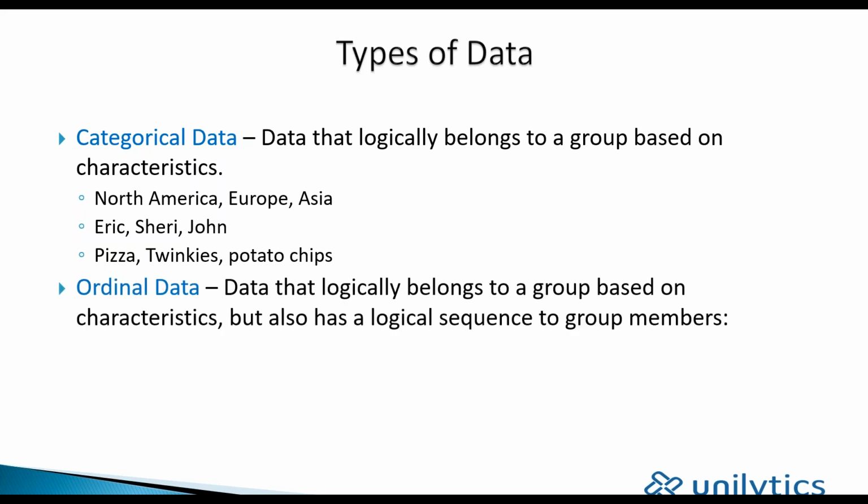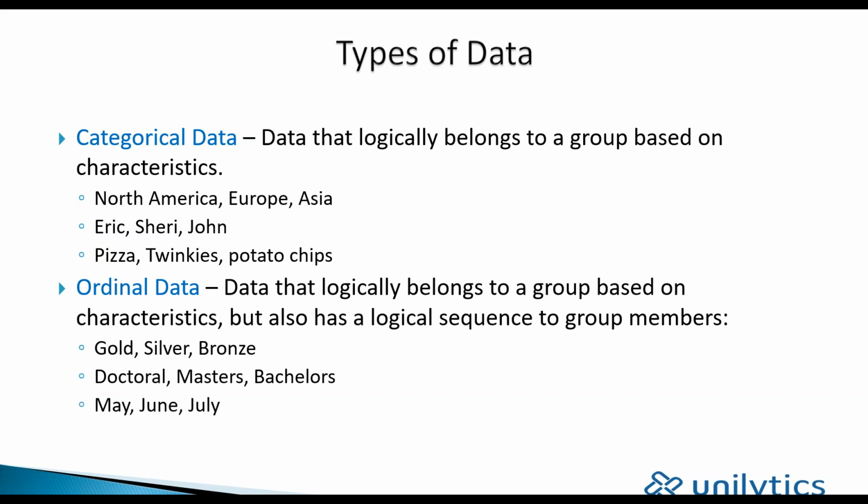Then we have ordinal data. Ordinal data is similar to categorical data with one exception: it belongs in a specific sequence in order for it to make sense. So for example, at the Olympics, there's gold, silver, and bronze medals. When it comes to education, there's doctoral, master's, and bachelor's degrees. If you put those in a different order, people will get it, but it'll take them an extra moment or 2 to understand what you're doing.